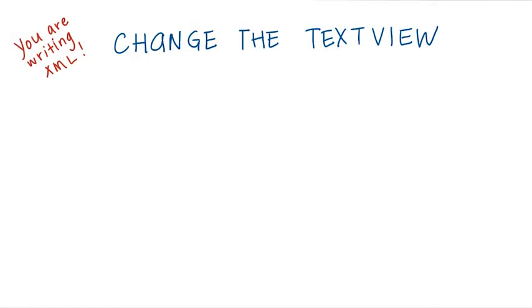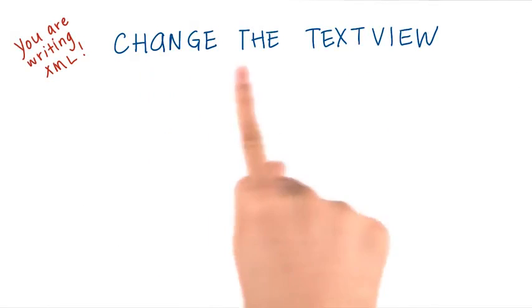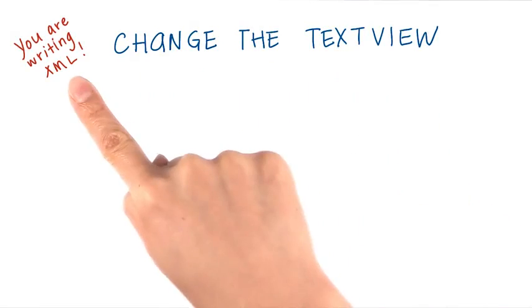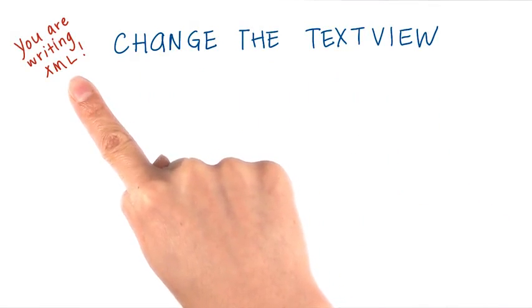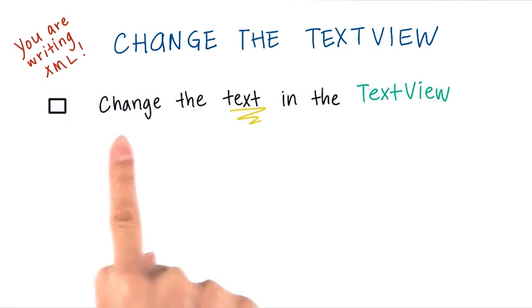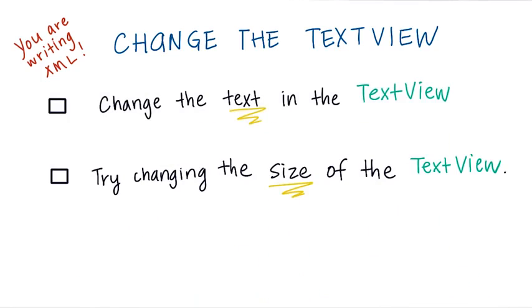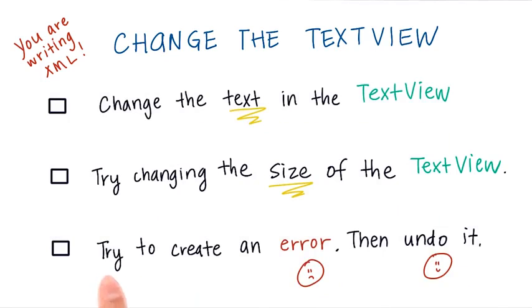So with all of this knowledge, I want you to try and change the TextView code now. You're going to be writing your very first lines of XML. How exciting! So first try to change the text in the text view, and then try to change the size of the text view. Then I want you to try to create an error, sad face, and then I want you to undo it, happy face.